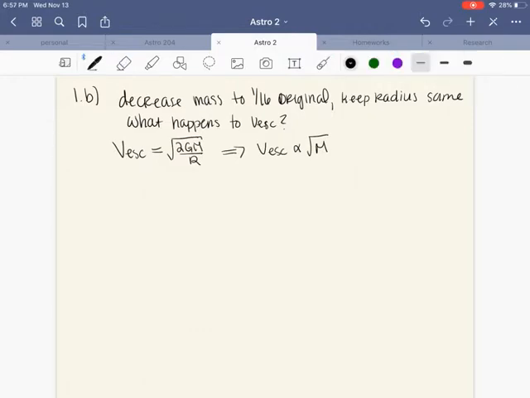So I can take this root 2GM over r, and I'm going to sub in for m. So my mass is going to go to 1/16. So I'm going to sub in 1/16 my mass over r here. And my goal is to pull out whatever I put in. So I just put in this 1/16, so I want to pull it out.